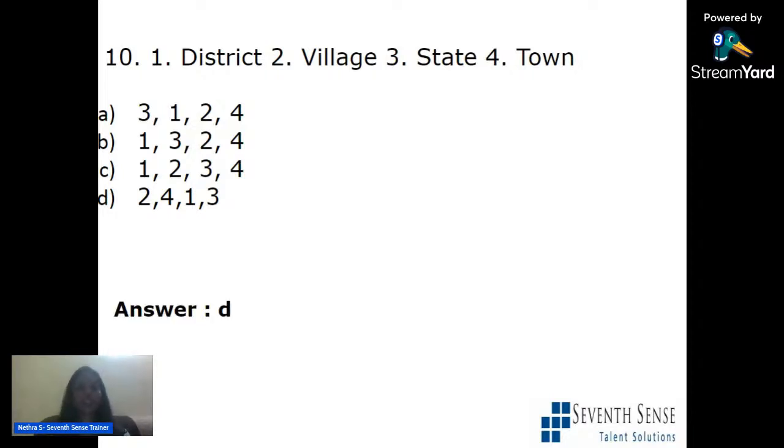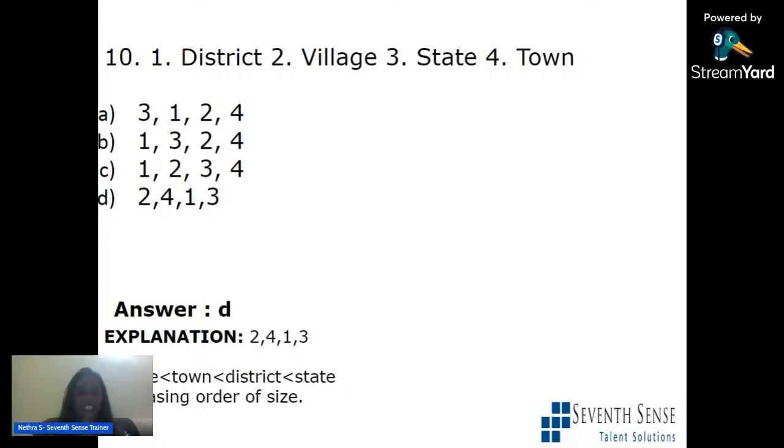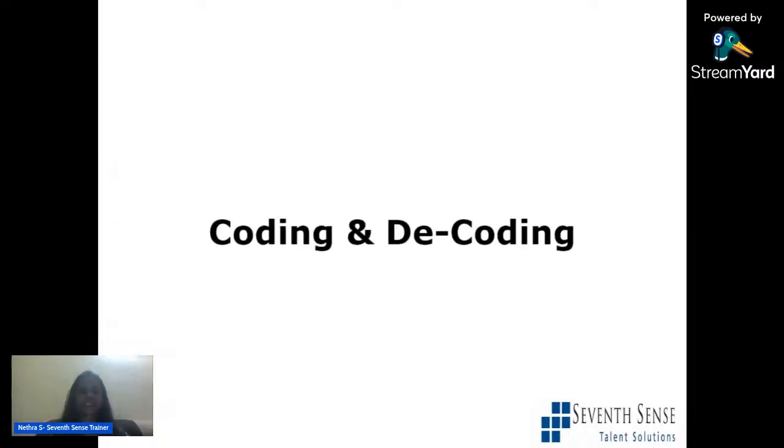Option B. Explanation: it is increasing order of size. First, village will be coming because it is smaller, then followed by town, then followed by district, then state. So I hope everyone understood about word pattern. You can find so many resources and take up tests to enhance your knowledge in word pattern. Next, we'll move on to the next topic in reasoning ability, that is coding and decoding.